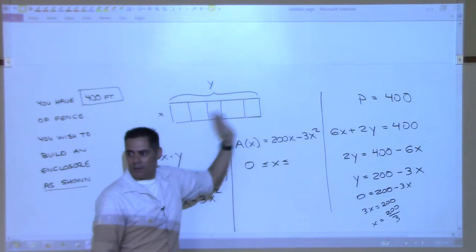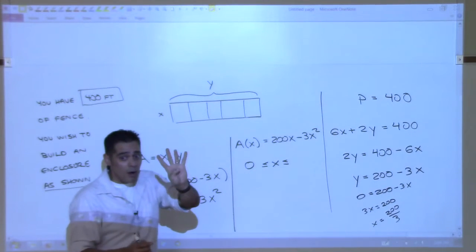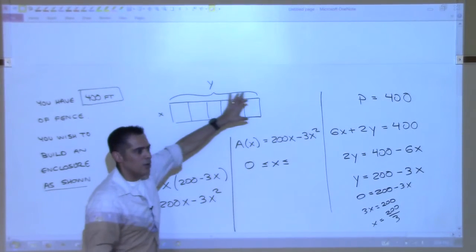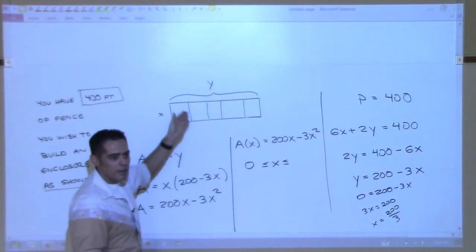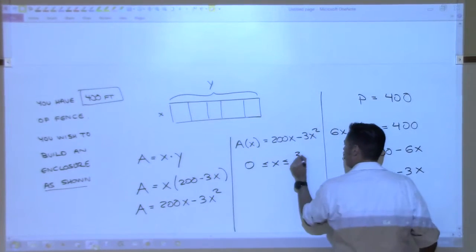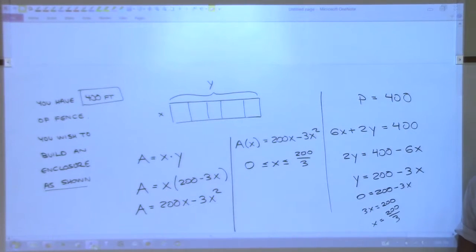And now you don't have anything left over to make a width out of. Does that make sense? You can't say 400 just because that says 400, because you can't make that 400 several times. You don't have enough fence to make even one. Yes? So this upper limit here is 200 over 3. There we go. We have a closed interval.